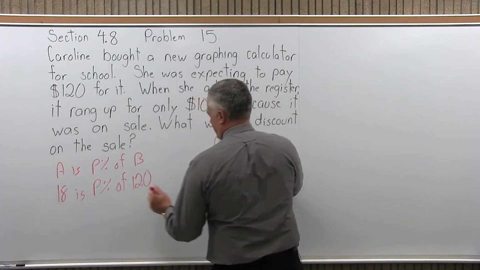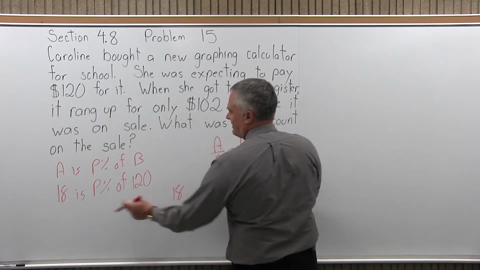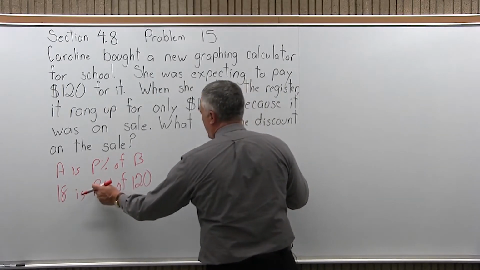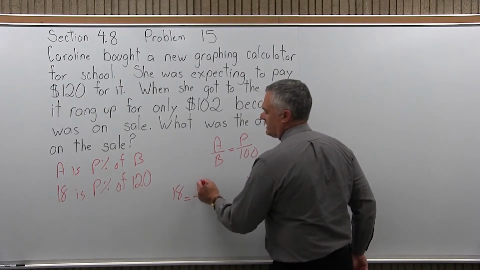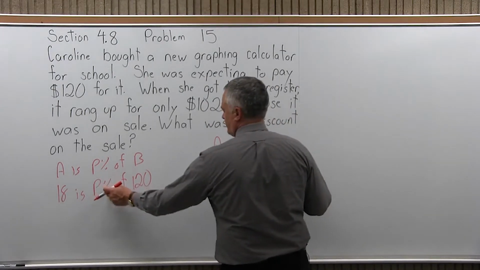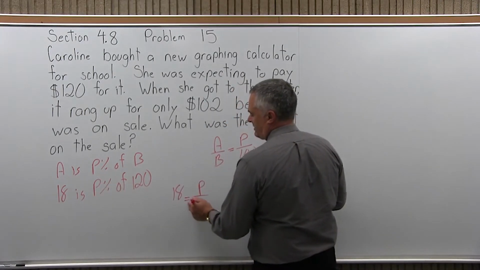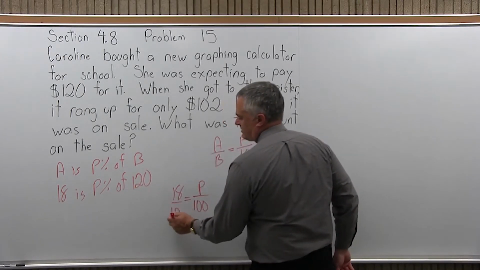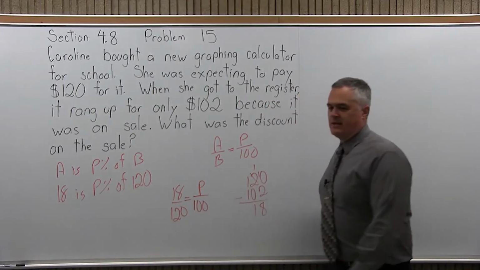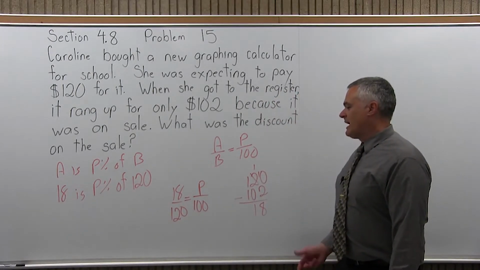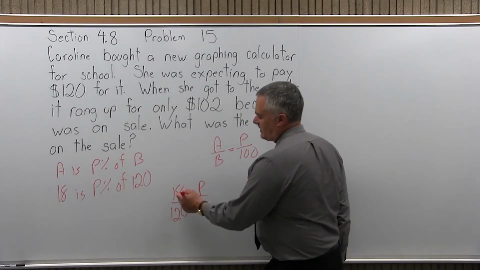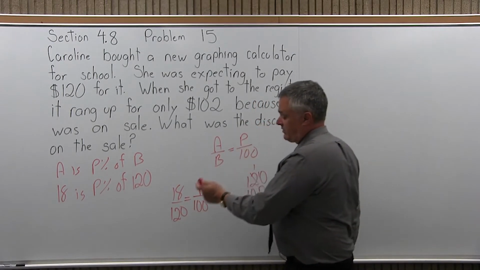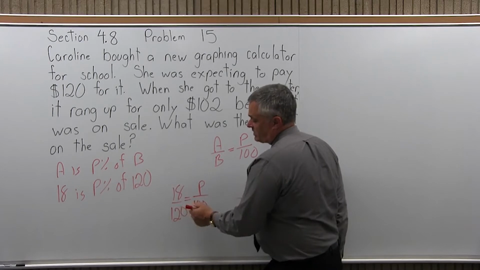So the A is 18. The is becomes an equals. The P is unknown, so it stays a variable. It is P. The percent turns into a 100. Under the 18, the B is 120. So here I have a fraction, an equation, and I can cross multiply.